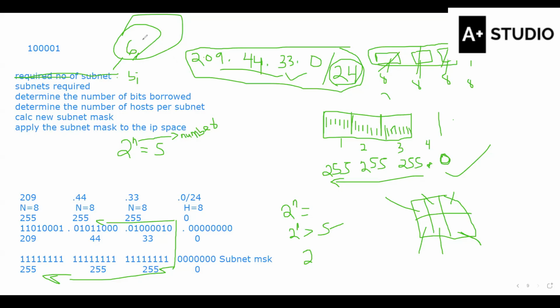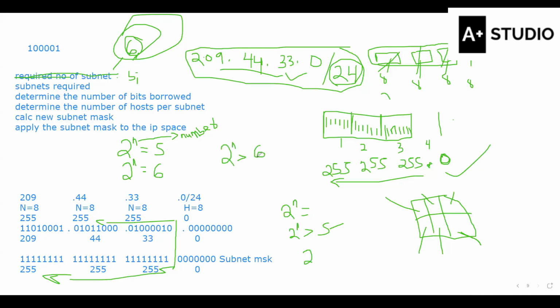So this one says that we have 6 subnets, which means here becomes 2 to the power N equal to 6, because they said this is the subnet. The formula says 2 to the power N equals the subnet. Then I'm saying that every time, make sure that 2 to the power N is more than the subnet.